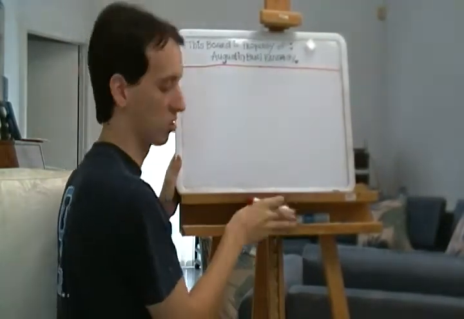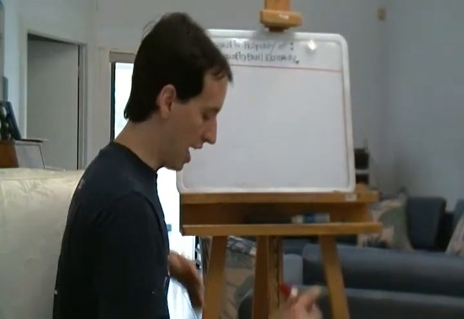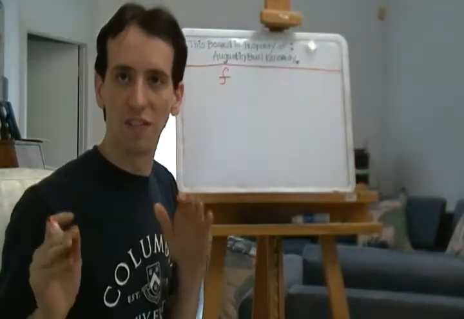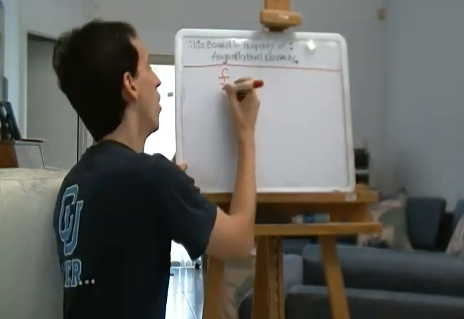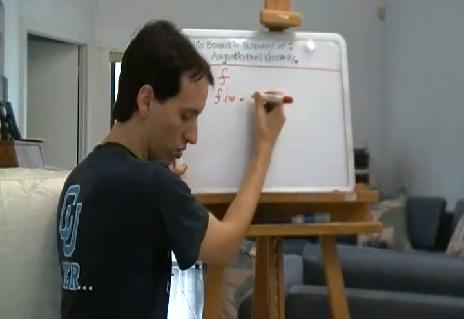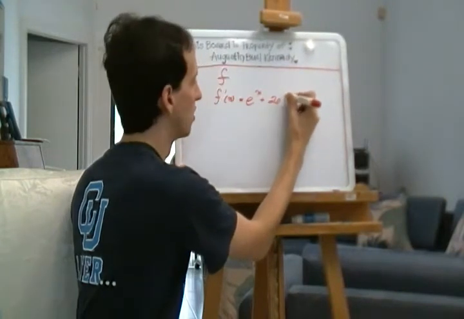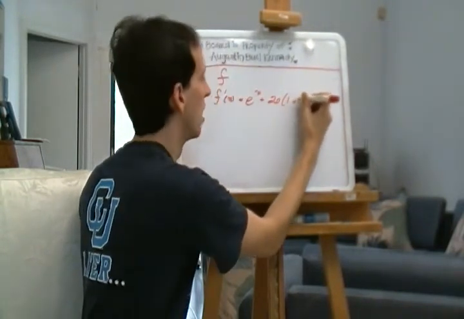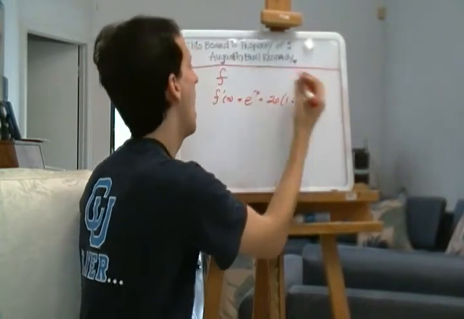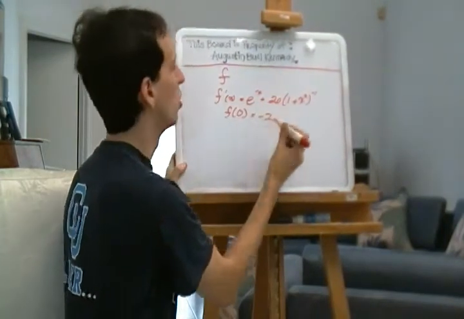Now let's see how this works. Well, we can get something like this. We want to find f. Okay, our goal is to find f, and what we're given is the derivative. f prime of x equals e to the x plus 20 times 1 plus x squared to the negative 1. And we know that f of 0 is negative 2.